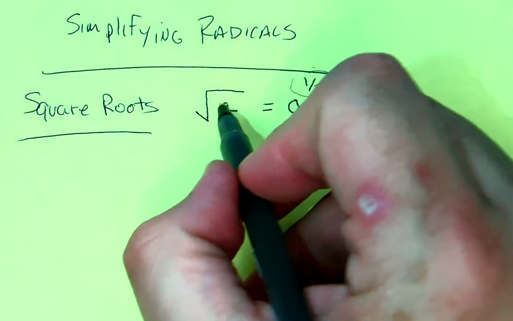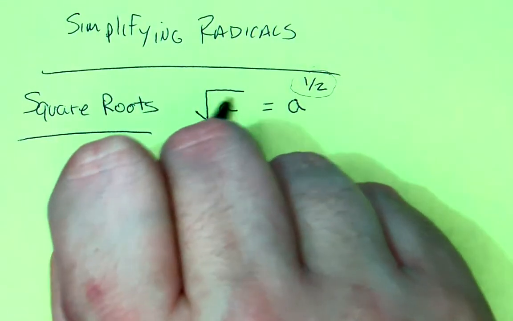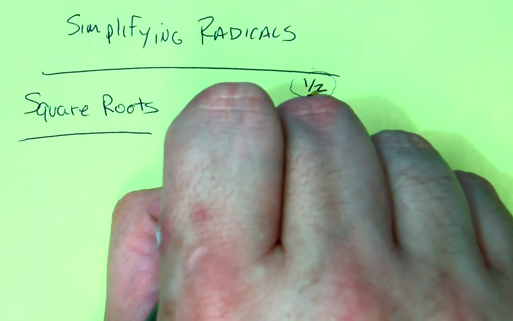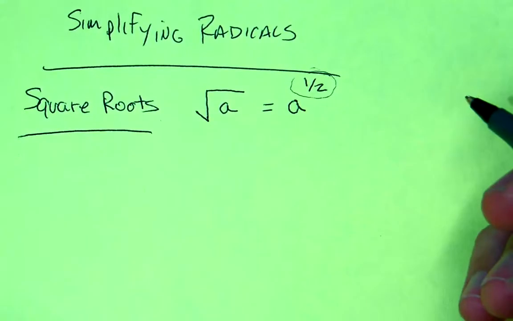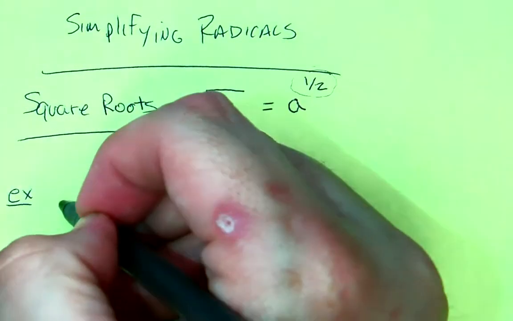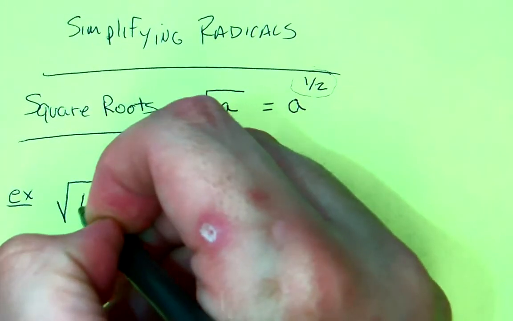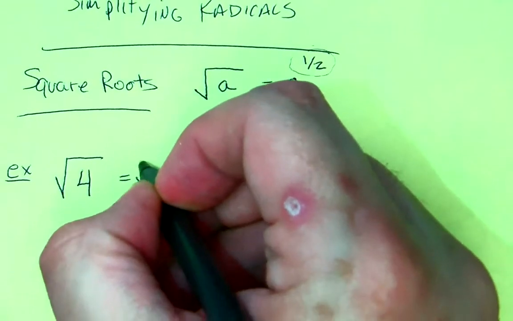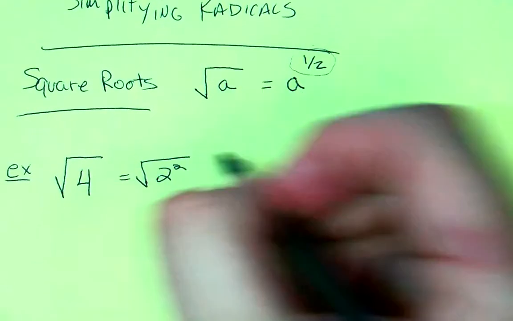Because if you have a power inside the radical that is divisible by 2, then we can actually simplify it. Now, here's an example. Take the square root of 4. This is as basic as it gets. The square root of 4 is equal to the square root of 2 squared.